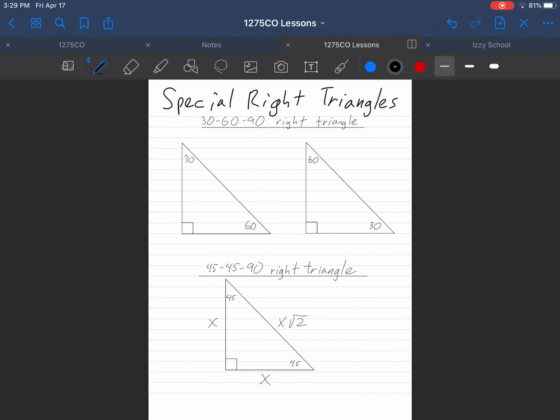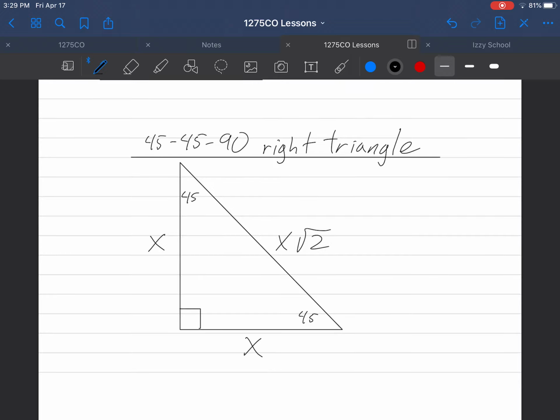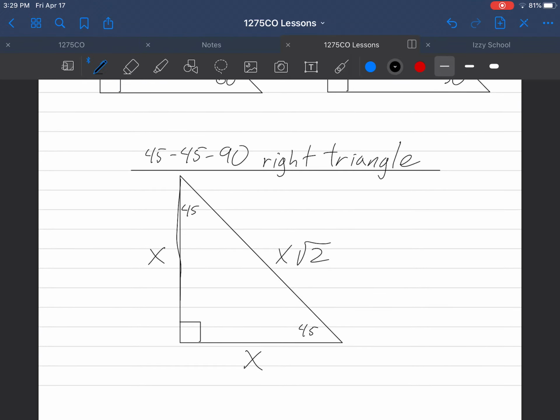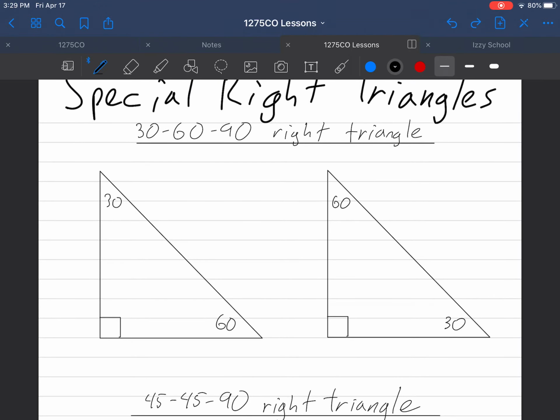The 30, 60, 90 right triangle, it's not different, but you do have to be aware of one thing where the 45, 45, 90 right triangle does not have that. Since the legs of the 45, 45, 90 right triangle are the same length, they're both x and x. But with the 30, 60, 90 right triangle, these legs are not the same length.